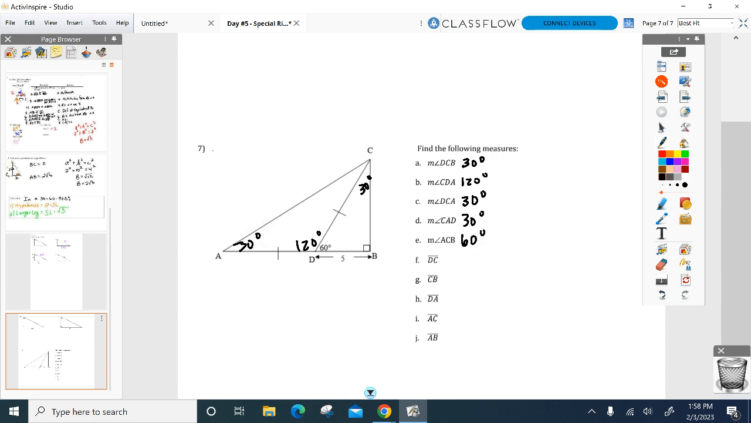All right, now here's where we are. Can everyone see a 30, 60, 90 triangle? Can you see a second one? There's two in this diagram. Triangle CDB and triangle ABC are 30, 60, 90.